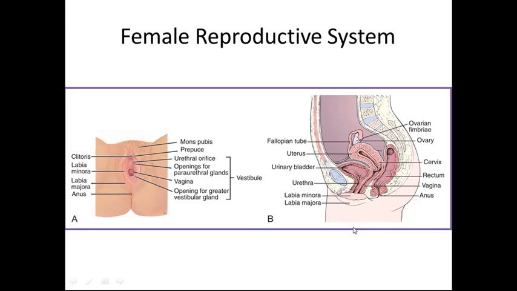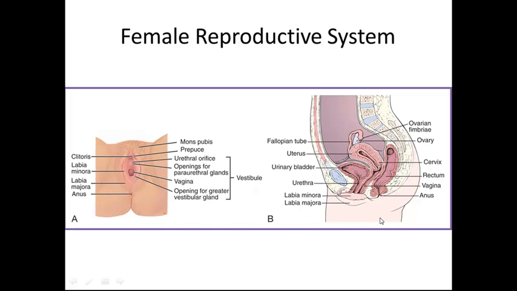The female reproductive system. Image A shows the outer female reproductive system. The clitoris is at the top, and you can see the labia minora and the labia majora, which are the outside of the female reproductive system. You will then see the vaginal opening and the urethral orifice.